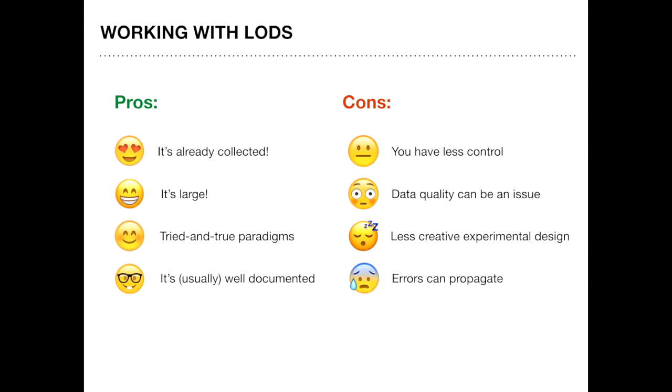And even if it's well documented, the fact that many labs are working from the same data set means that if there's an error in it, these errors can propagate across multiple studies and analyses, and that can be a big problem. So these are just things to be aware of when you start working with these types of data sets.